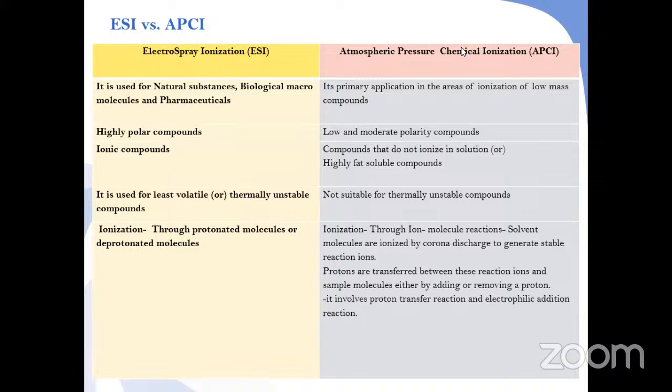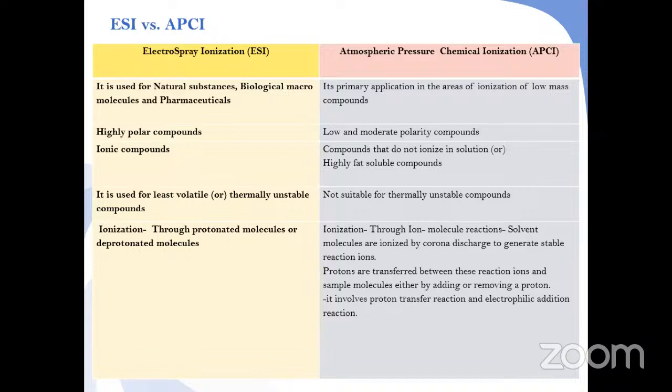Still, electrospray ionization is the most widely used method of ionization for the LCMS source. It is used generally for natural substances, biological macromolecules, and pharmaceuticals, so we use the regular ESI method. For low mass compounds, we apply the APCI method. Polar compounds generally undergo electrospray ionization, whereas low and moderate polar compounds go through the APCI method. For ionic compounds we proceed with electrospray ionization, whereas for fat soluble compounds we proceed with APCI.